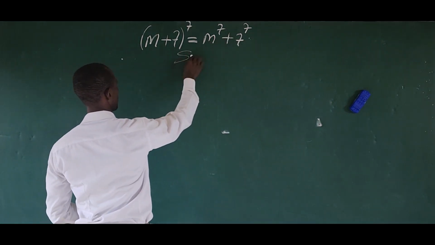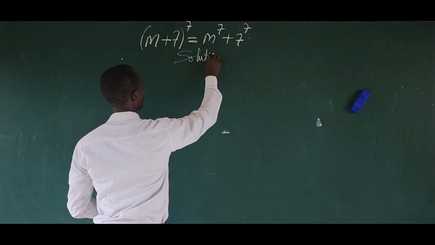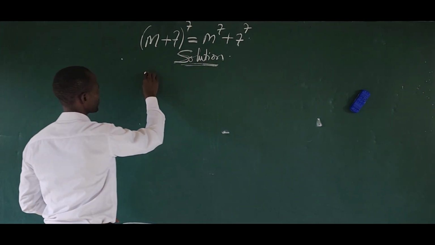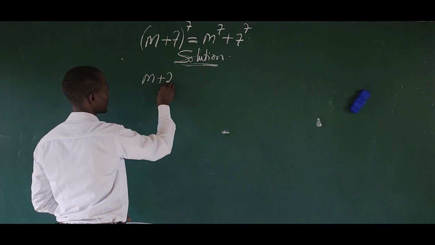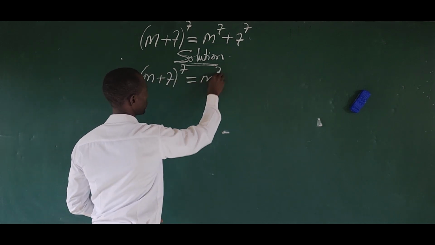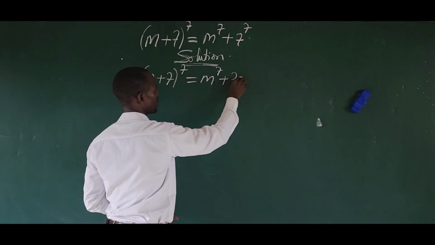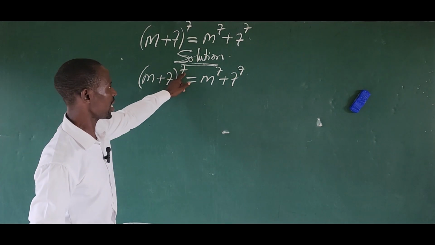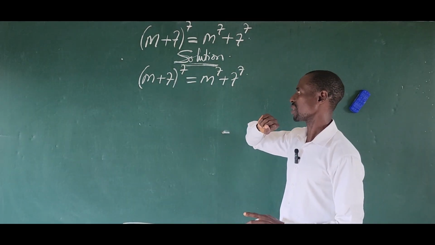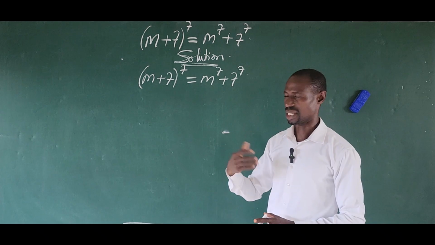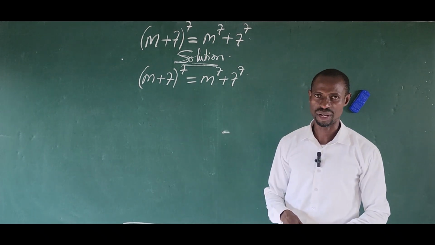All right, so we take our solution. The first one here we have (m + 7) all raised to the power of 7 equals m to the power of 7 plus 7 to the power of 7. Now this is a heavy exponent. So how do we solve for this? We're going to think of some algebraic identity that will enable us to solve for this.